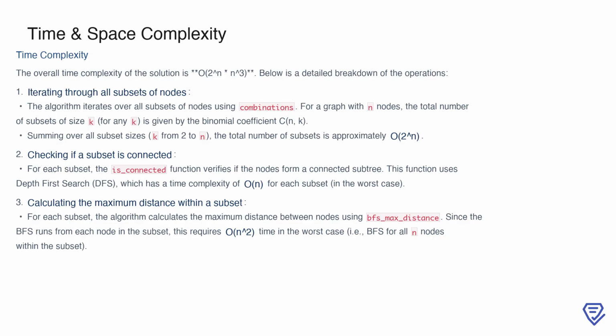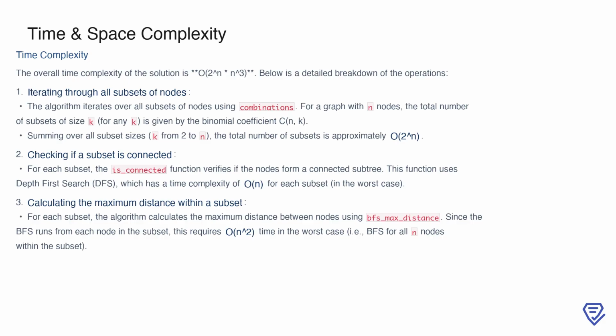First, the algorithm iterates through all subsets of nodes in the graph. Since there are n nodes, the total number of subsets is approximately 2 to the power of n, as we consider all possible combinations of nodes with sizes ranging from 2 to n. Next, for each subset, we need to check if the nodes in the subset form a connected subtree. This operation uses a depth-first search, or DFS, and in the worst case, it takes n time for each subset.